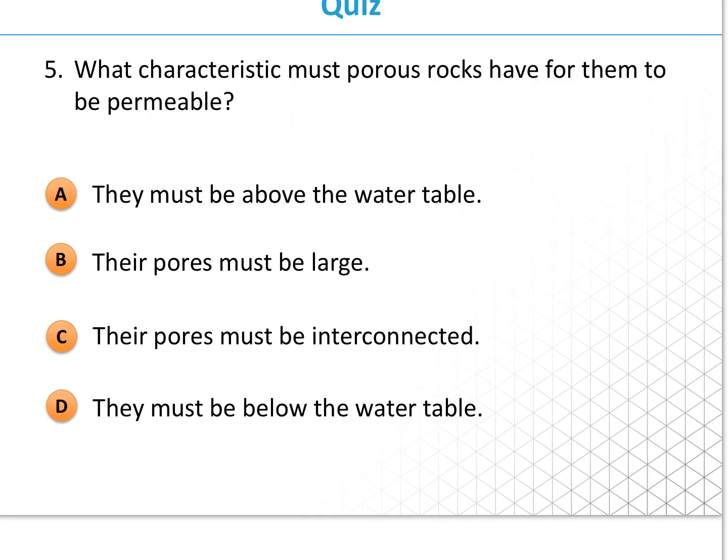All right, again, take a look at this question, hit pause, try to answer it. And this one we've talked about a couple times, the fact that porosity doesn't necessarily mean permeable, right? The pore spaces must have an interconnected ability to transmit water.